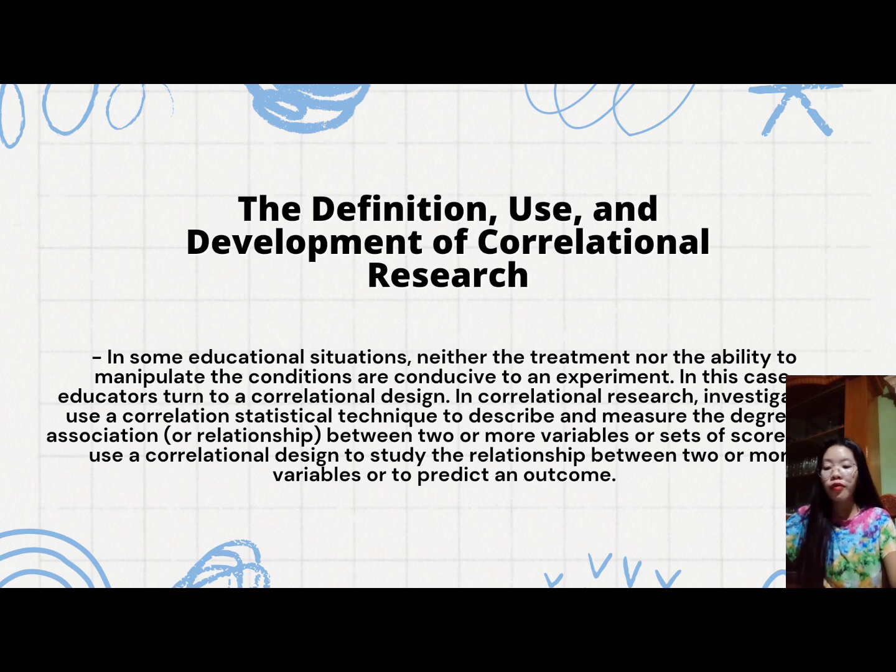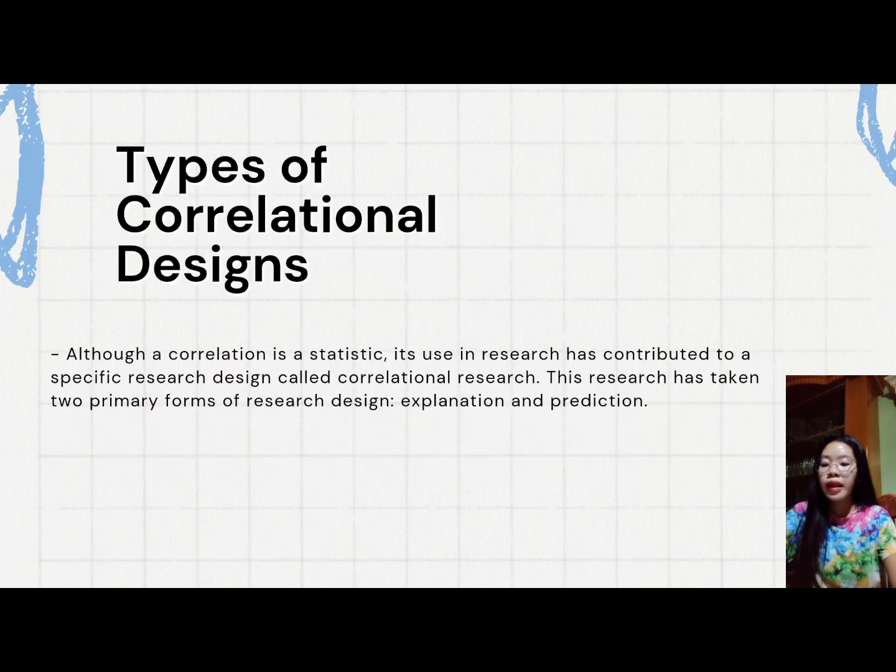So you use a correlational design to study the relationship between two or more variables or to predict an outcome. So we usually use a correlational research if we want to know the relationship between academic performance and career success, between physical and emotional violence on adolescents' mental health, and etc. So the next is types of correlational designs.